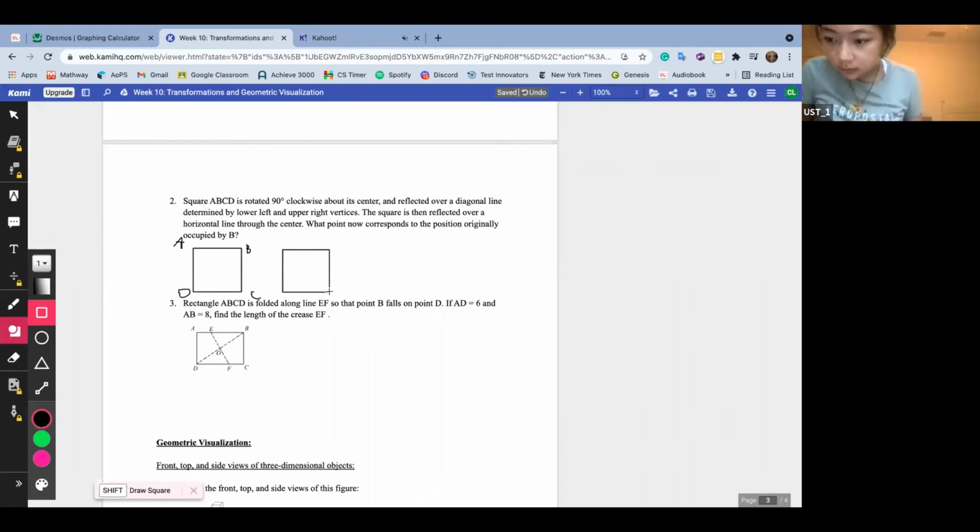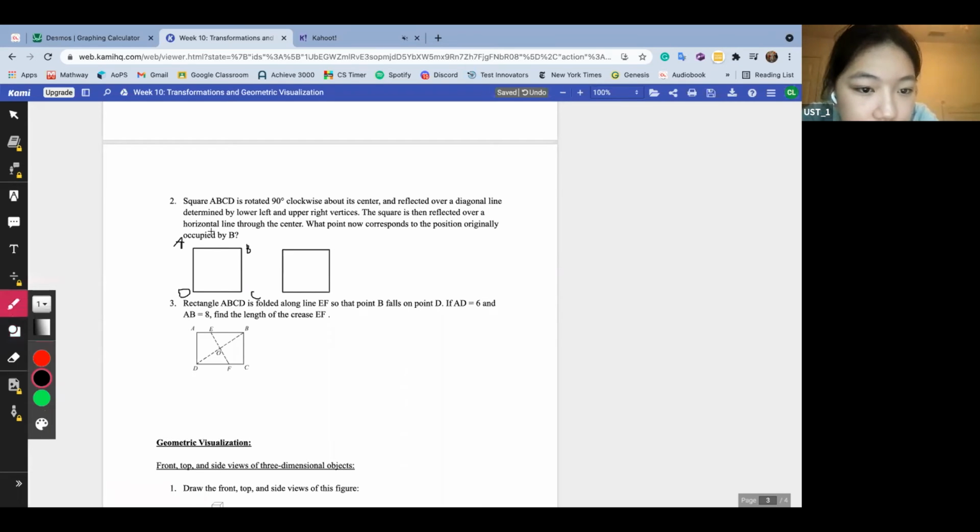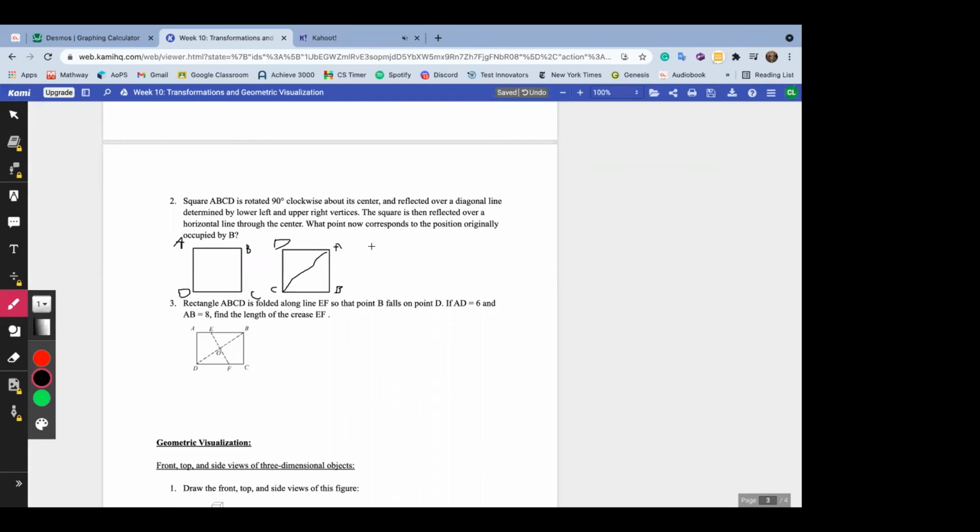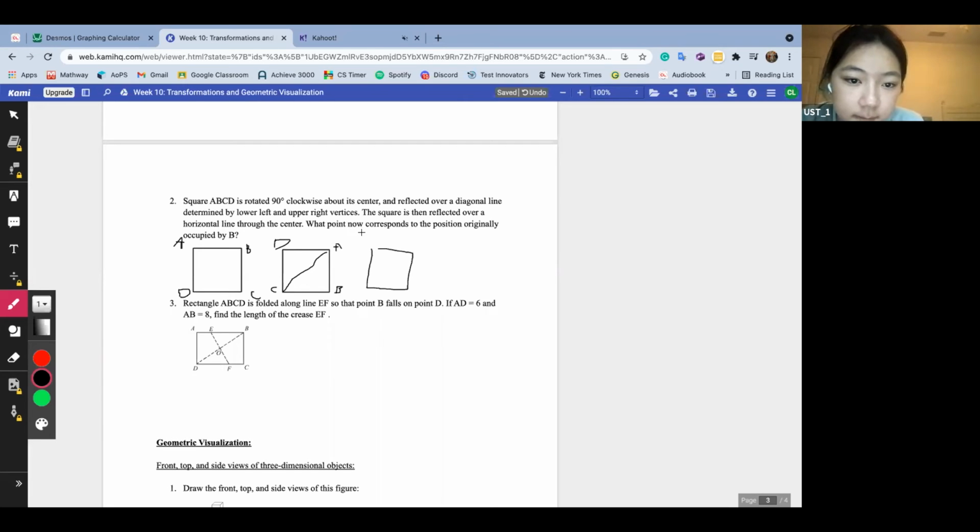So here I want to flip it. So you rotate it 90 degrees. A will go here. B will go here. And C and D. And then next, you have to reflect it over the diagonal, which is here. And then you'll have B at the top and D at the bottom. So A and C will stay the same, but B and D will switch.